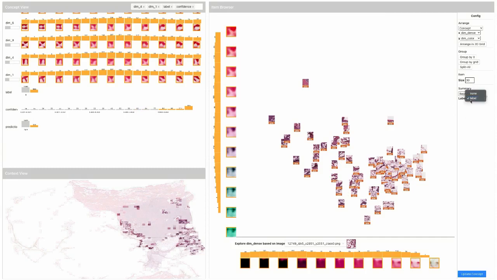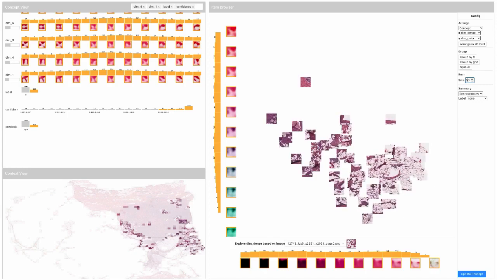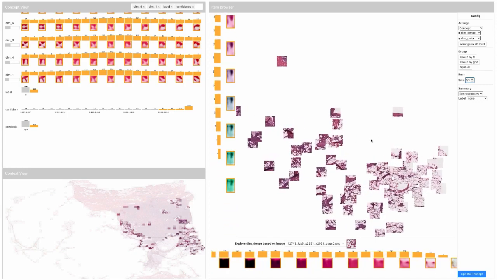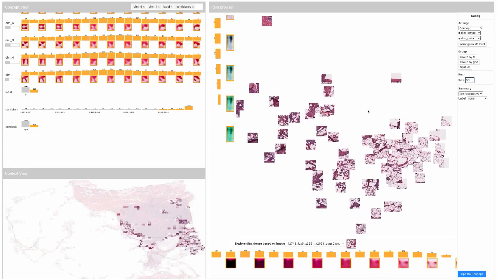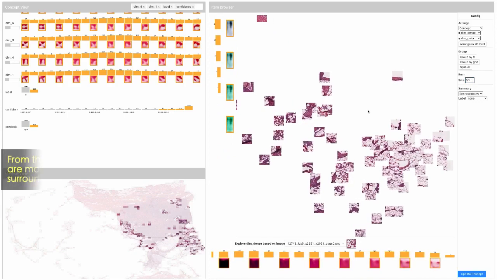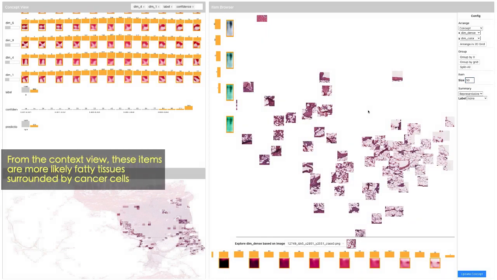We can see that almost all those items are loose purple tissues. From the context view, we observe that those items are close to each other and are more likely fat tissues that are surrounded by cancer cells. Such an observation can help us understand which types of items are hard to classify, therefore guiding the diagnosis and refinement of the classifier.